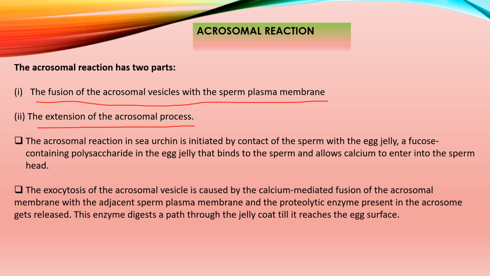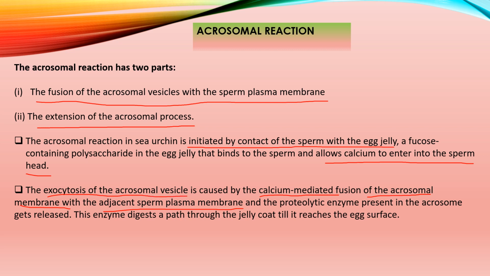the acrosomal reaction in sea urchin is initiated by the contact of sperm with the egg jelly. When the sperm gets in contact with the egg jelly, as we discussed in the process of chemoattraction, that allows calcium ions to enter into the sperm head. This calcium mediates the fusion of the acrosomal membrane with the sperm plasma membrane. When calcium ions influx, that leads to the fusion of the acrosomal membrane with the adjacent sperm plasma membrane, which leads to the exocytosis of the acrosomal vesicle.